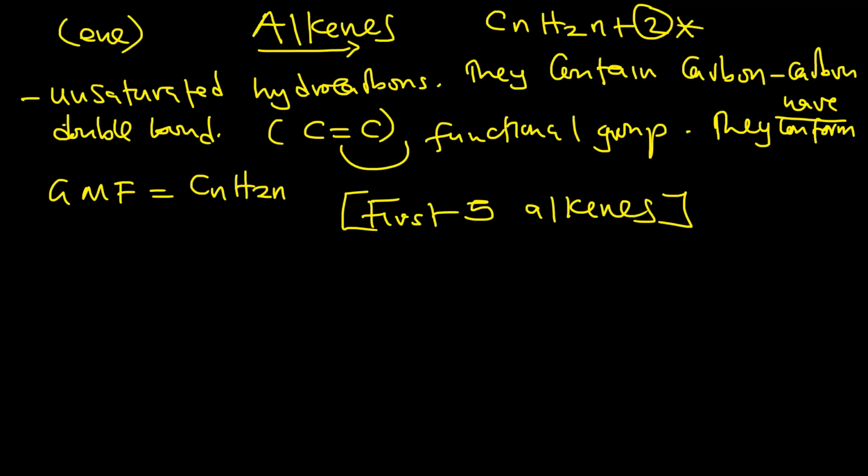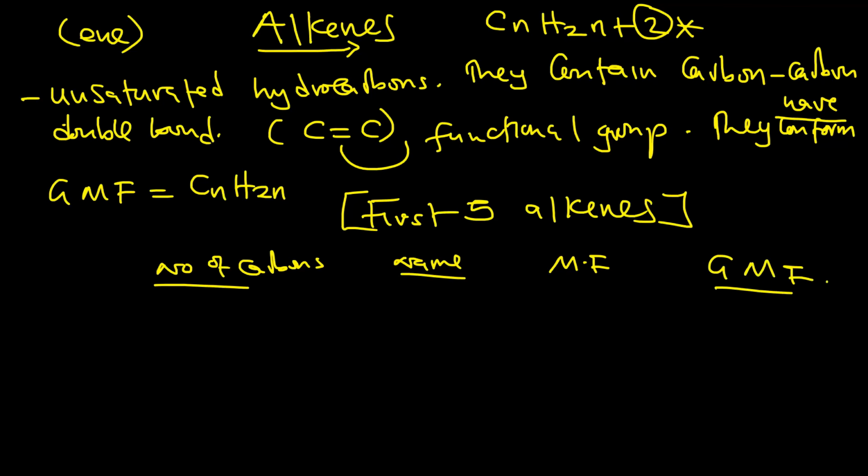Just like alkanes, here we look at the number of carbons first. Then we put the name, then the molecular formula, then the general molecular formula. Now, for number of carbons, alkenes start from 2. There's no alkene with 1 carbon, so there's no methene. This is very important. Sometimes they'll ask you to give the name or draw the structure of an alkene that is third in the series. That is not propene, but instead butene.